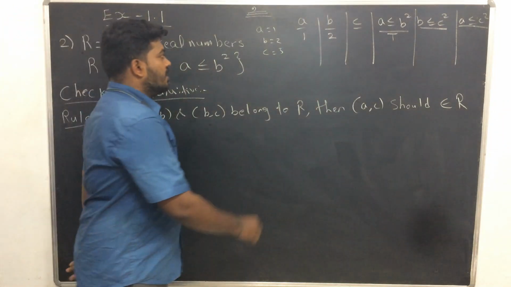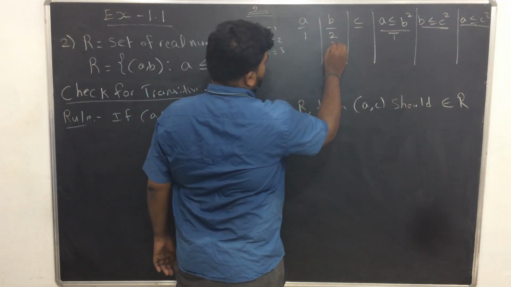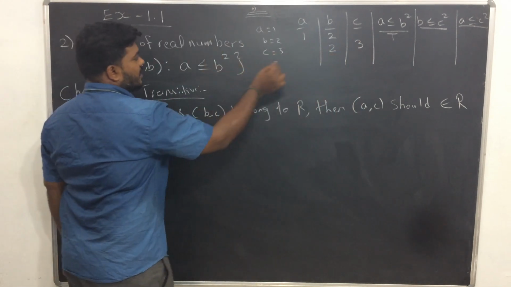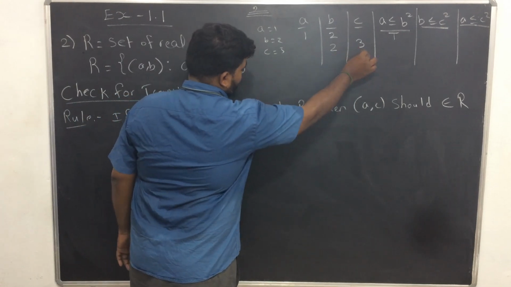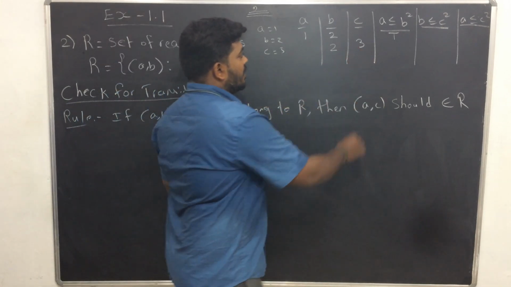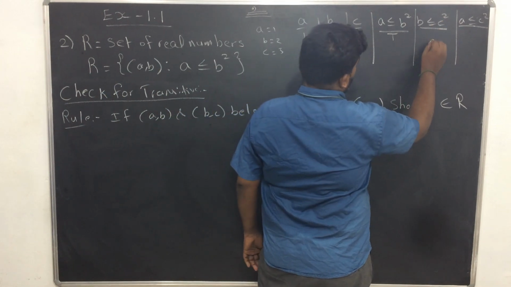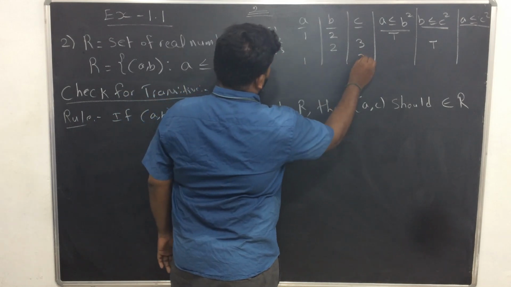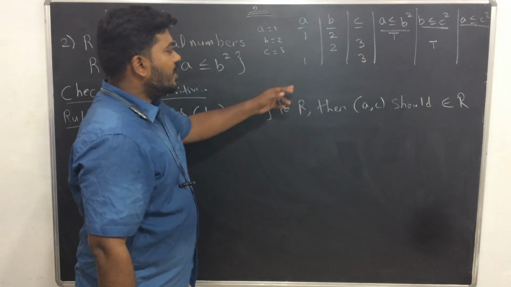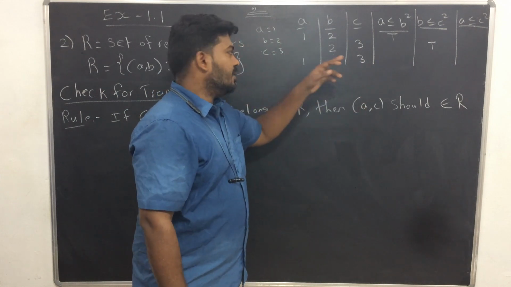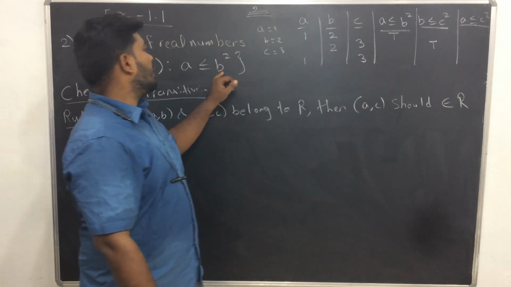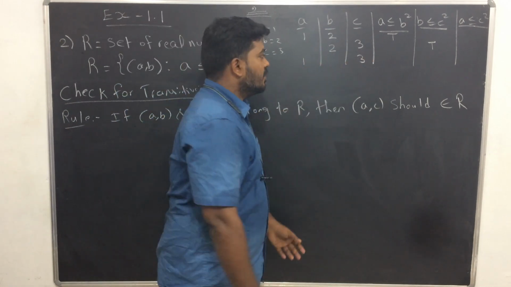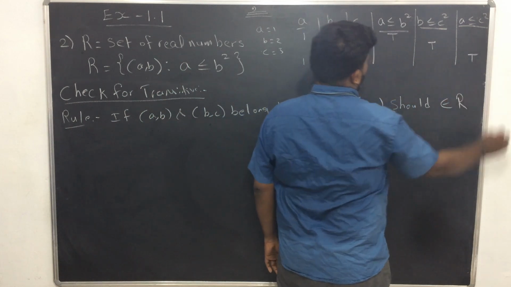Now B comma C, 2 and 3. B is 2 and C is 3. So it means 2 should be less than or equal to C square, that is 2 should be less than or equal to 9. Of course 2 is less than 9. So B less than or equal to C square is also true. Now A and C, 1 and 3. If A comma C should be in the relation, then 1 should be less than or equal to 3 square, as per the condition. Of course 1 is less than 9. So even that becomes true.